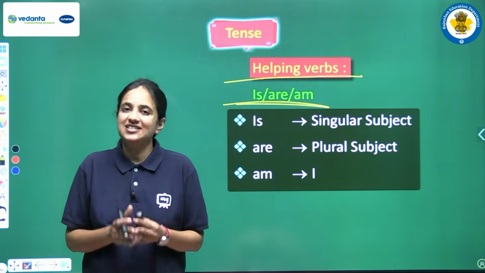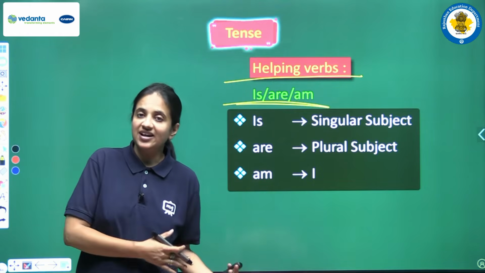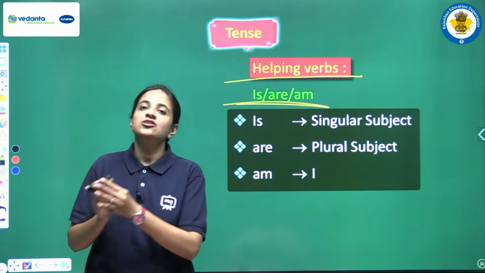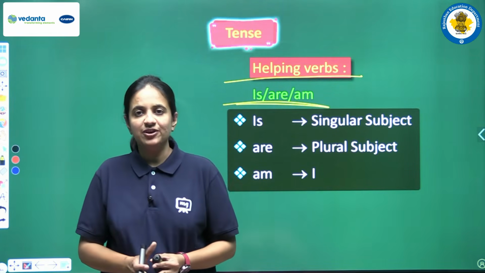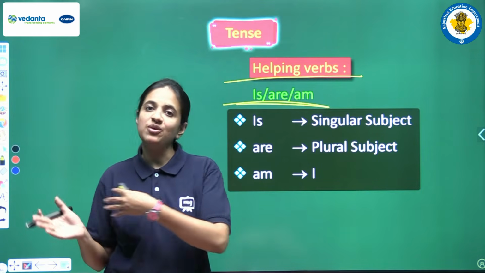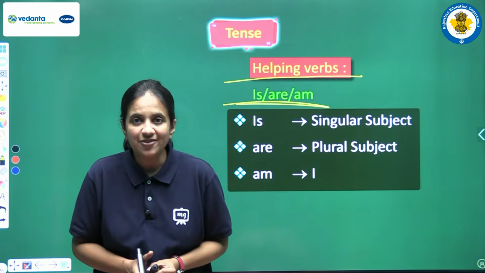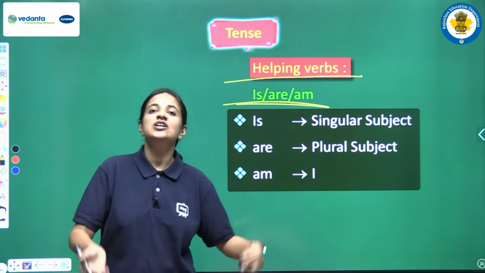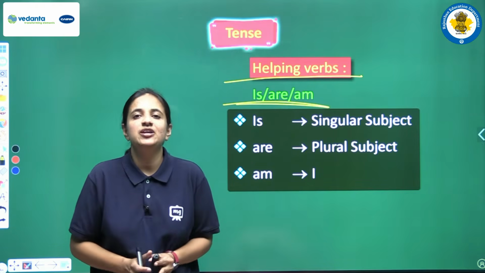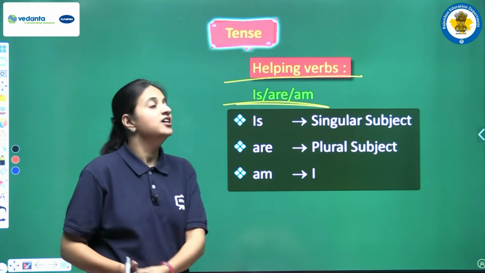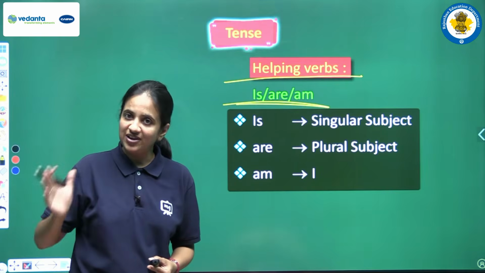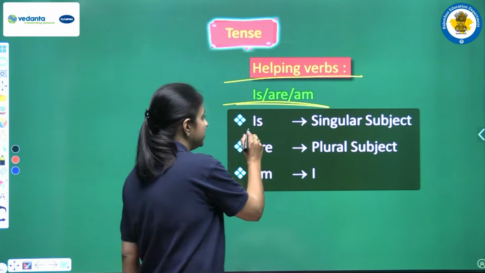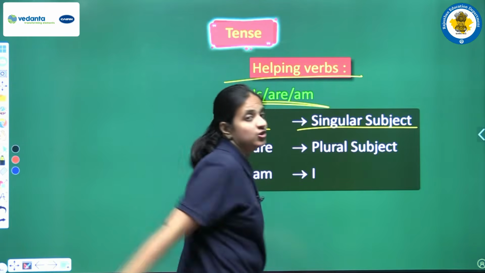And yes, we have discussed that the different helping verbs are used according to the subject, okay? So suppose if a tense has only one helping verb, then we have to use the same one for all subjects. But if we have more than one helping verb, then those helping verbs will be used according to the subject. Now in this tense we have three different helping verbs: is, are and am. So let's see the uses. First of all, is. Is is used for a singular subject.